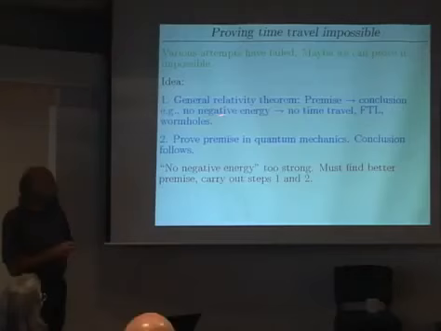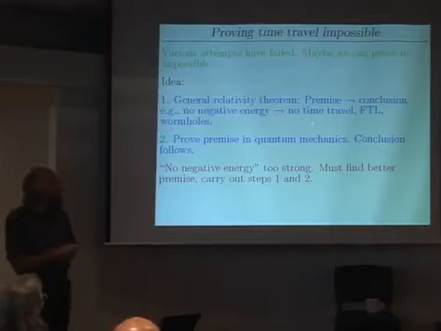So for example, the theorem of general relativity would be: if there's no negative energy, there would be no time travel, no faster than light travel, no wormholes. So once you've proved this theorem that gets some premise about matter into a conclusion about time travel, you then prove the premise using quantum mechanics. You say, even in quantum mechanics, this premise holds true, and therefore the conclusion holds true, and so now I've proved that time travel is impossible.